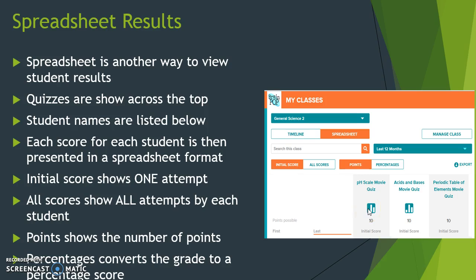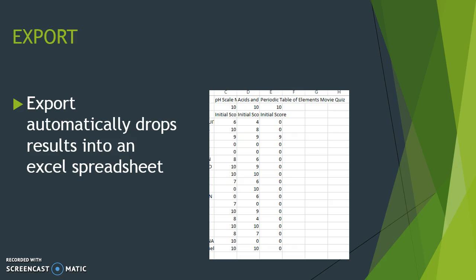The initial score shows one attempt. All scores, which is here, shows all the attempts by each student. The points show the number of points the student received, and you can also move it over to percentages, and it will automatically convert to a percentage for you. One other box on our page shows export. If we click export, we can automatically drop the results into an Excel spreadsheet.